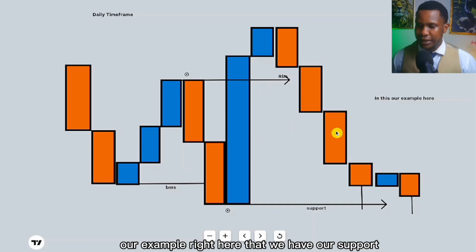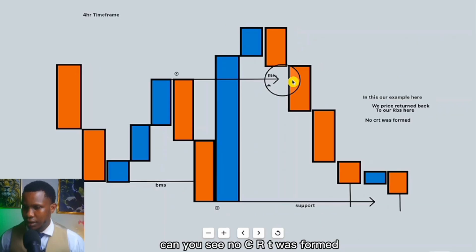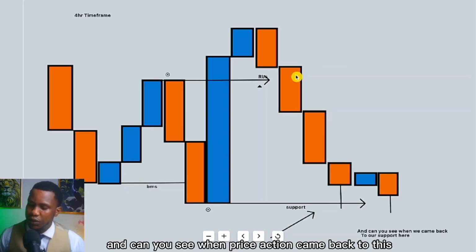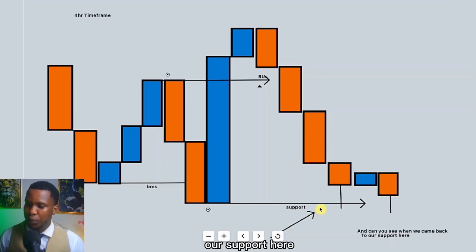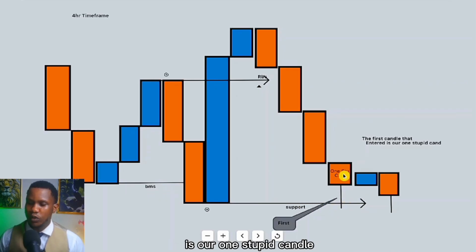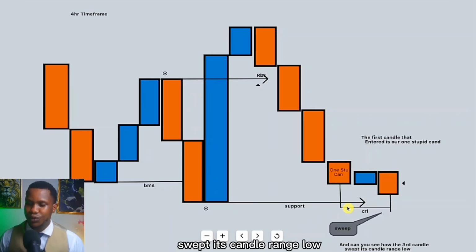In this example right here, when price action returned back to this RBS, can you see no CRT was formed, and that's why we didn't trade here. And can you see when price action came back to this support here, this first candle that entered our support right here is our one stupid candle. And can you see how the third candle right here swept its candle range low?